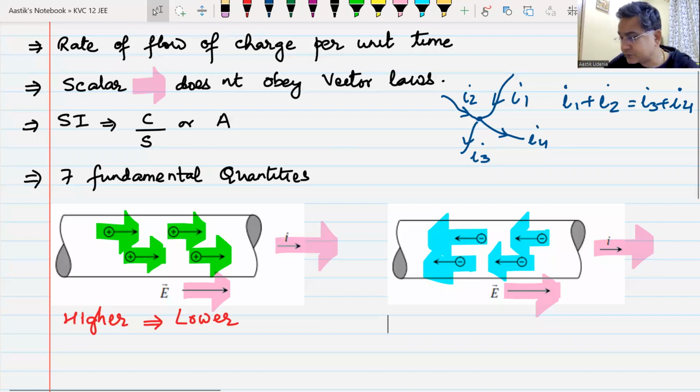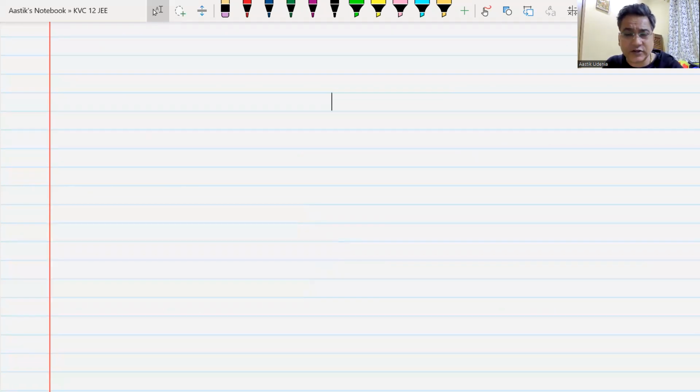So, one of the 7 fundamental quantities we have seen. Now, whenever we talk about electric current, we always say that it is the rate of flow of charge. Yes or no? But actually, it should be considered like this. It should be the rate of flow of net charge. What do I mean by net charge?